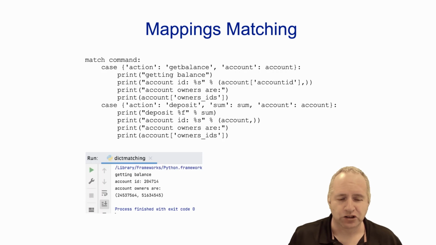And we have a match statement that compares the dict object with two cases. In each one of the two cases, we have a structural pattern that looks like a dict object, and when matching command with each one of the cases, the comparison and the matching that takes place is based on the keys.